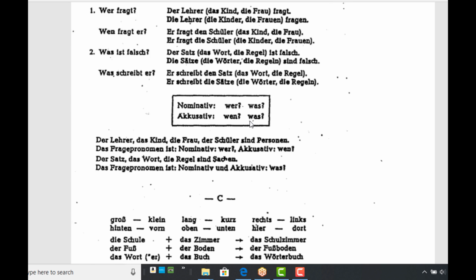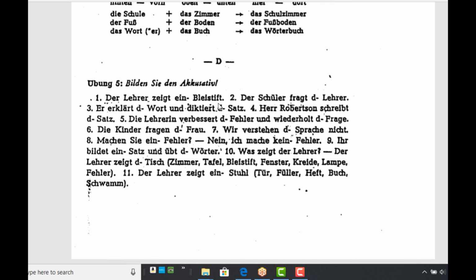Good. Exercise 5 we're going to do a little bit of, just some examples, 1 or 2, and then you can do the rest for your assignment. So this means form the accusative. This is also imperative. Der Lehrer zeigt einen Bleistift, it would be, because this is masculine, and what is required here is the accusative case. And what would be the definite article for that, Matthew? For that one, it would be den.